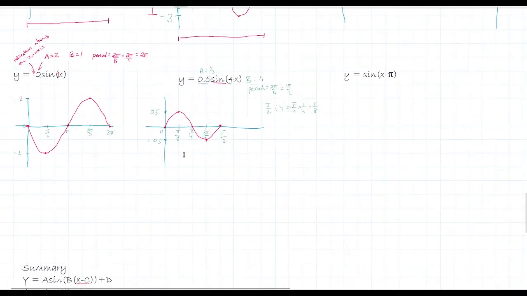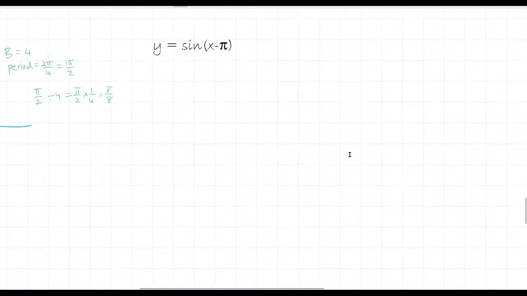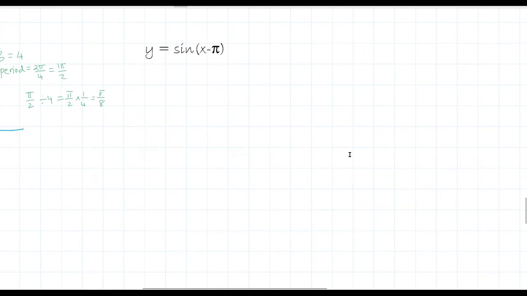And that's it. We're done with that one. Now, lastly, let's look at y equals sine x minus pi.